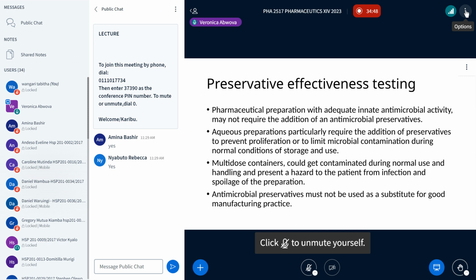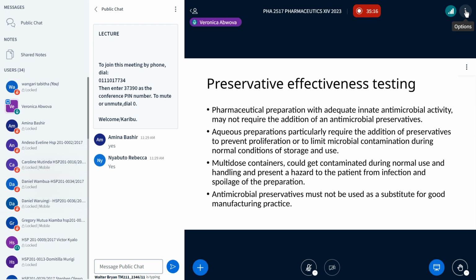Multi-dose containers could get contaminated during normal use and handling and present a hazard to the patient from infection and spoilage of the preparation. So again, that's why we add preservative to multi-dose. Antimicrobial preservatives must not be used as a substitute for good manufacturing practice.